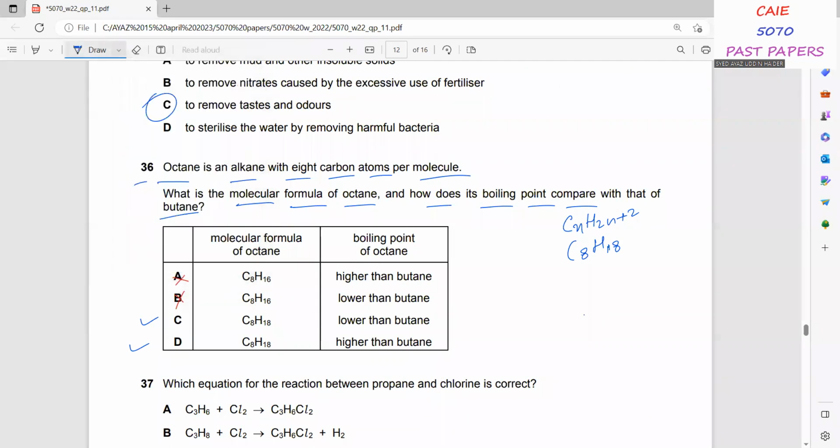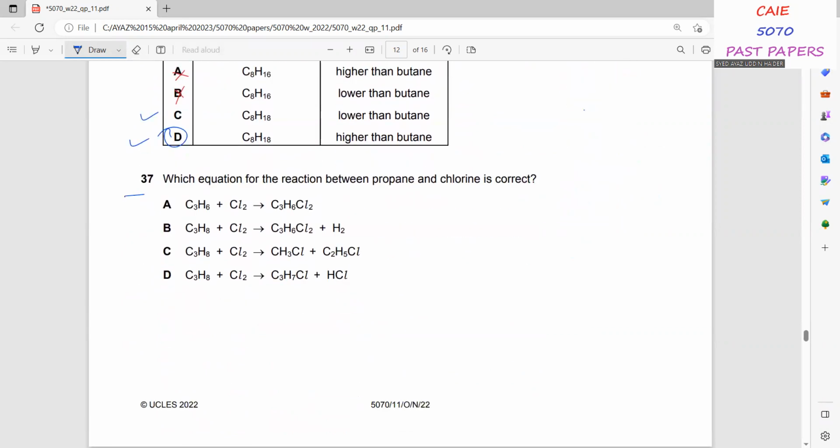Now, what about the boiling point? Octane is a higher member than butane. So definitely its boiling point will be higher than butane. So D will be the right answer. 37. Which equation for the reaction between propane and chlorine is correct? Propane and chlorine react in ultraviolet light and undergo a substitution reaction.